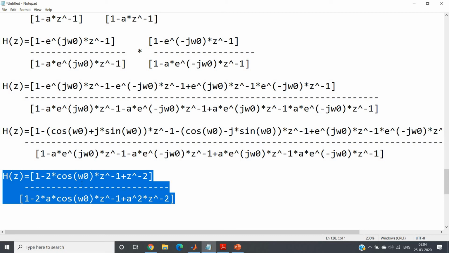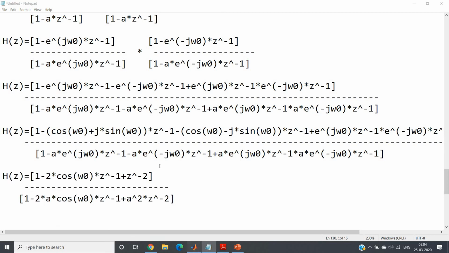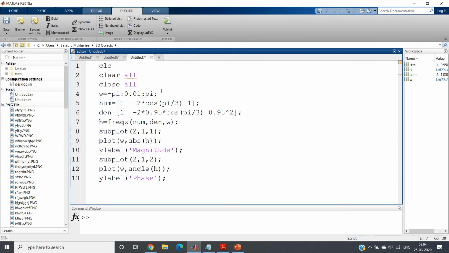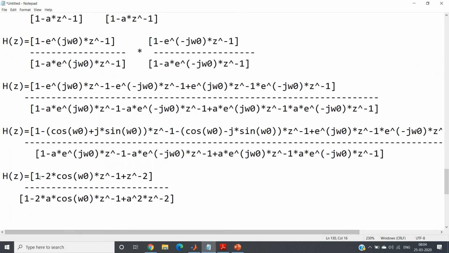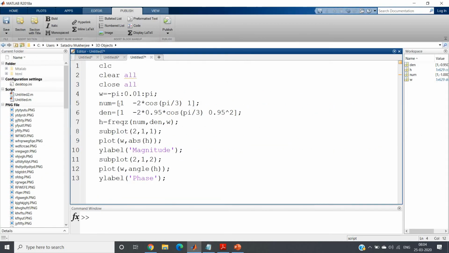Now what we have to do? Simply verify using MATLAB. So what I have done here, simple line code, clc, clear all, close all. Omega equal to minus pi to pi, I have given the frequency range. Numerator coefficient, what is our numerator coefficient? Numerator coefficient will be 1 minus 2 cos omega naught and z to the power minus 2, that coefficient is 1. So 1 minus 2 cos omega naught and 1. That's what I have written here.